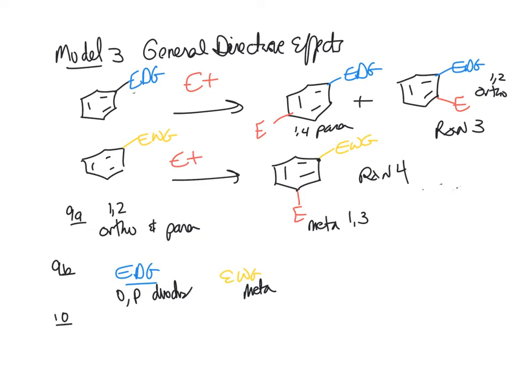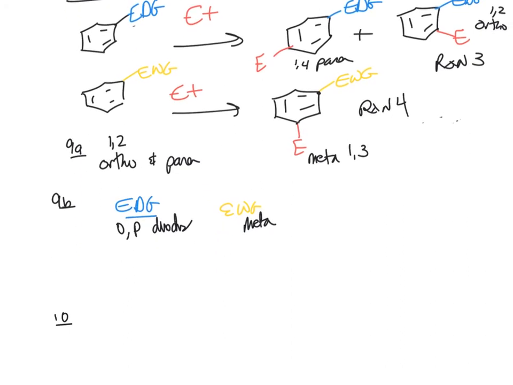Number 10. Consider the reaction of anisole with an electrophile. All right, so let's draw anisole with an electrophile. Anisole would be, well, when you have the lone pairs there, that's going to be an activator because those electrons can go into the benzene ring and make it more nucleophilic because of the lone pair. So activator.